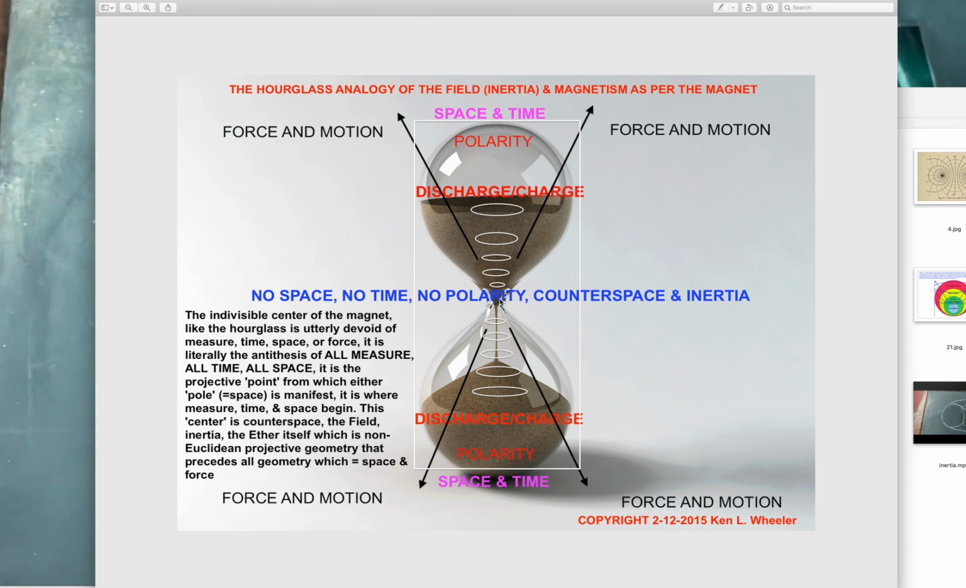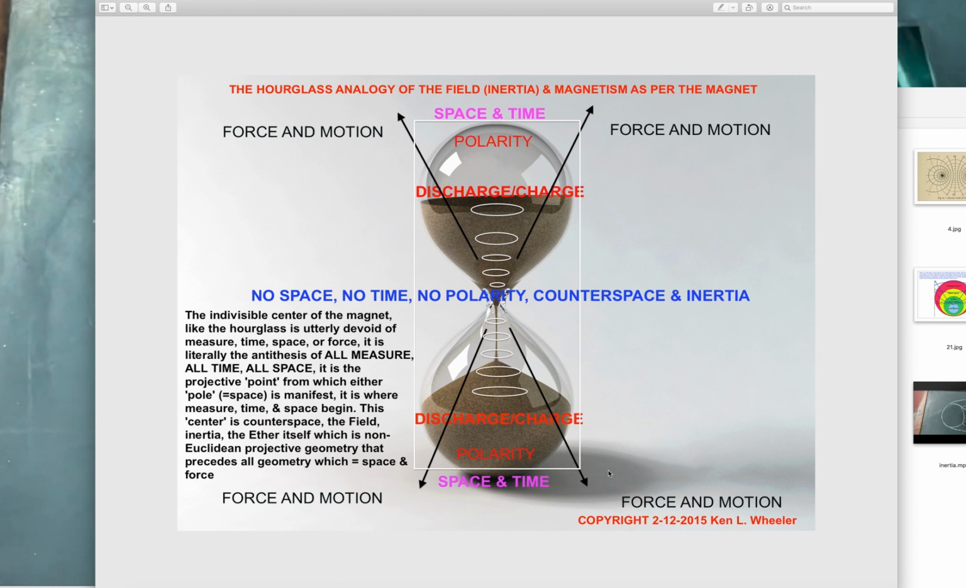It's literally the antithesis of all measure, time, and space. It is the projective point, the anti-Cartesian or non-Cartesian locus, or the axis mundi, from which force and motion manifest. When force and motion are manifest, we have the creation of space, and we have space. We have bodies. We actually have time. We have magnitude and the movement of magnitudes. Discharge and charge. Force and motion, inertia and acceleration.